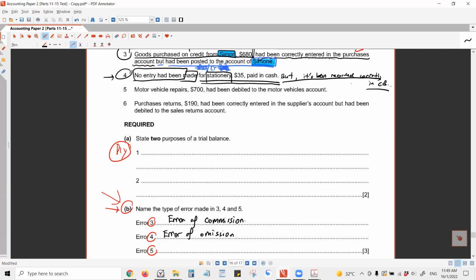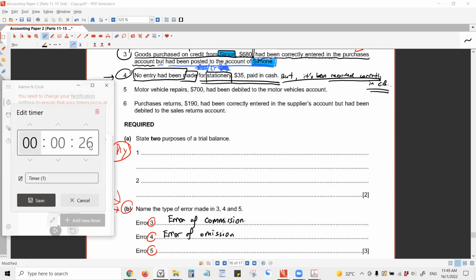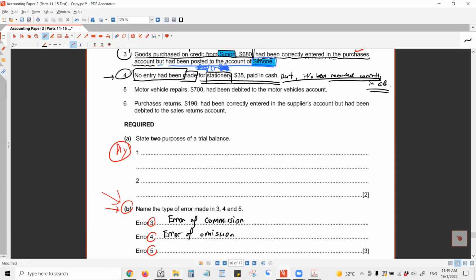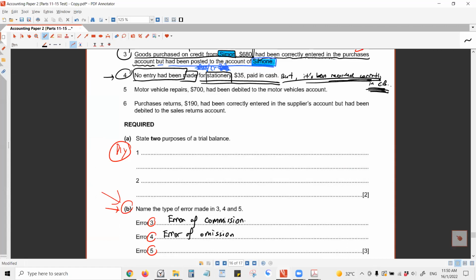Everybody, you can try to type in the chat box, is this still an error of omission? If they say it has been recorded correctly in the cash book, it is just that they have not recorded it into the stationery account. They have omitted recording it in the stationery account. Okay, I give everybody 20 seconds. The rest who have not answered, you can try to think again. Let me repeat the question. If the question continues to say that it has been correctly recorded in the cash book, then is this still an error of omission?